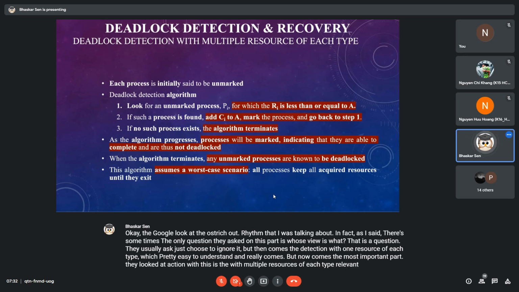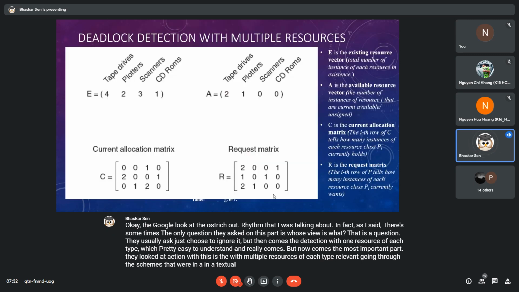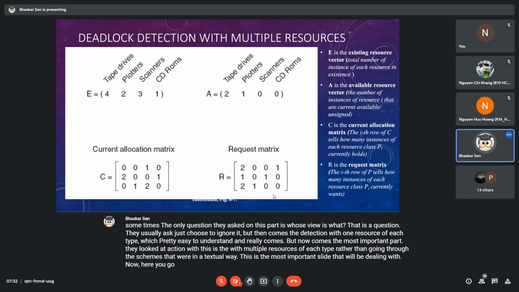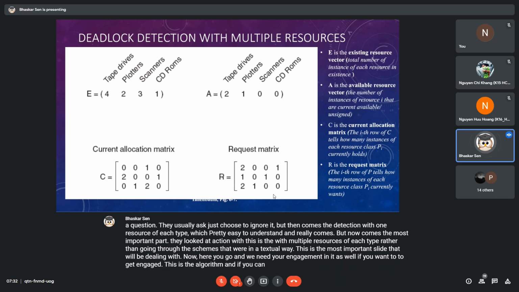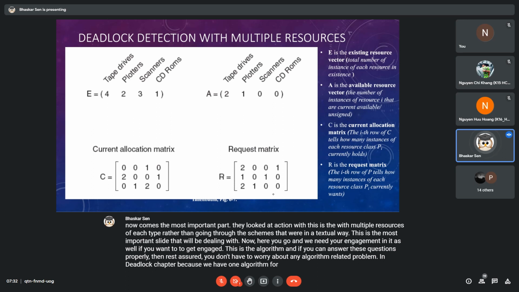Rather than going through the schemes in a textual way, this is the most important slide that we will be dealing with. Now here you go, and we need your engagement in it as well, okay? Because we want you to get engaged. This is the algorithm, and if you can answer these questions properly, then rest assured you don't have to worry about any algorithm-related problem in the Deadlock chapter, because we have one algorithm called Banker's algorithm.